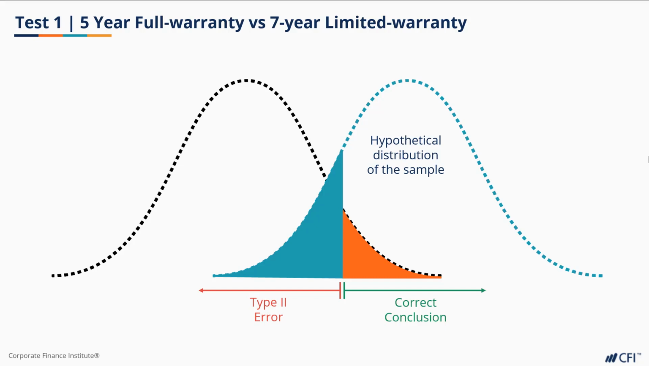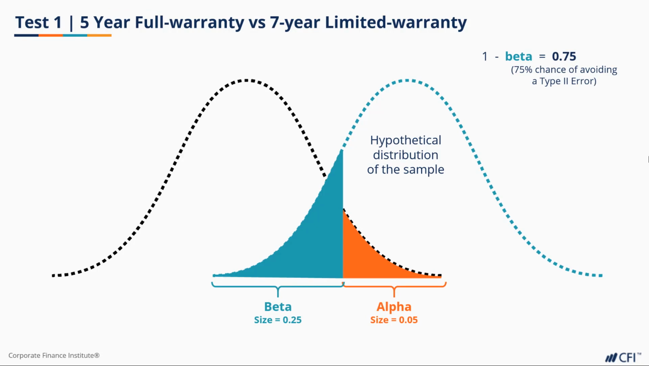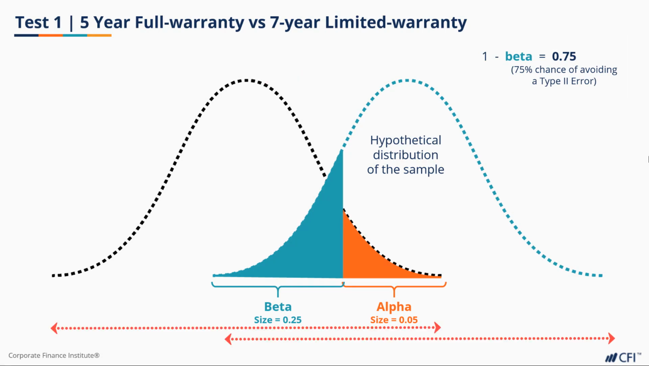In this visualization, any sample means drawn from the area highlighted in blue would show up in our test as a type 2 error. We call the area beta. The probability of correctly rejecting the null hypothesis when the alternative hypothesis is true is 1 minus beta. The size of beta depends on the difference between our means, the spread of our distributions, and where we set our alpha.